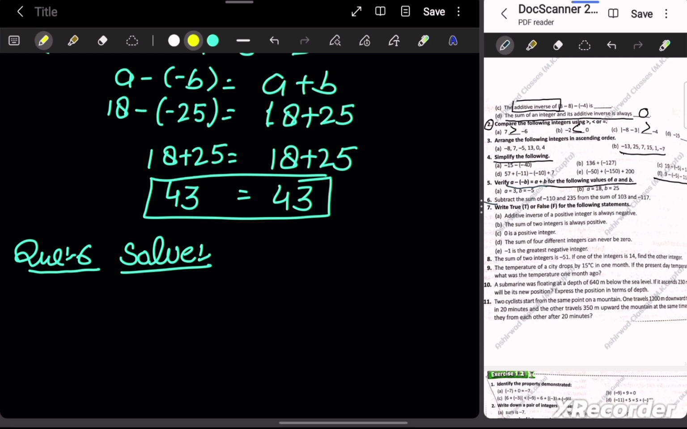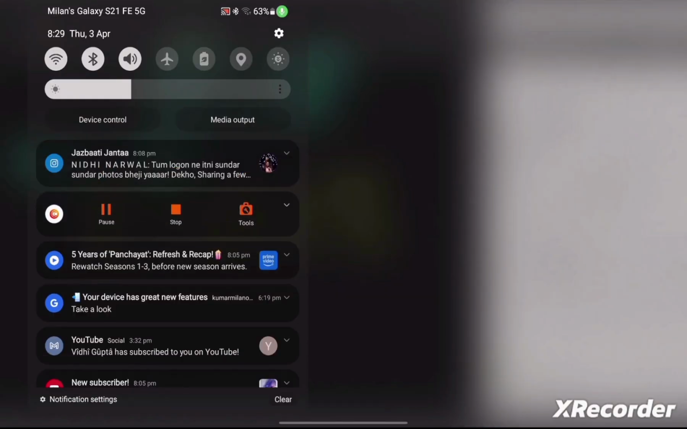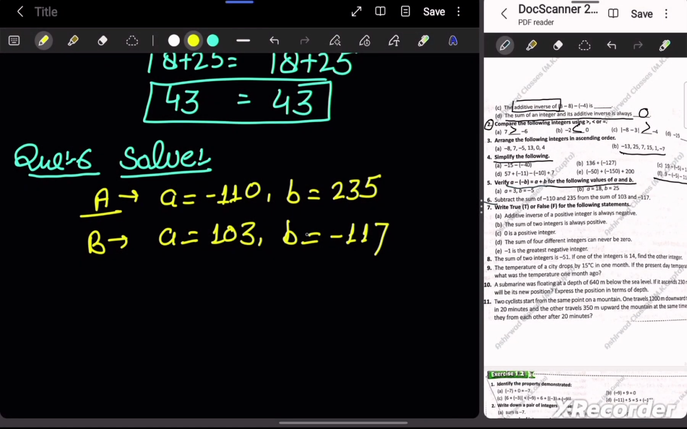Subtract the sum of minus 110 and 235. So first of all, in the A part, the value of a is equal to minus 110 and b is equal to 235. And here is the B part, a is equal to 103 and b is equal to minus 117. Now, first of all, solve the A part.